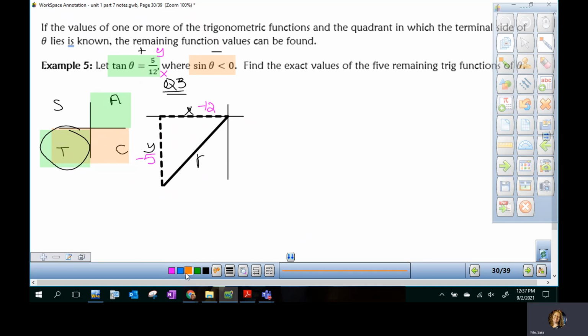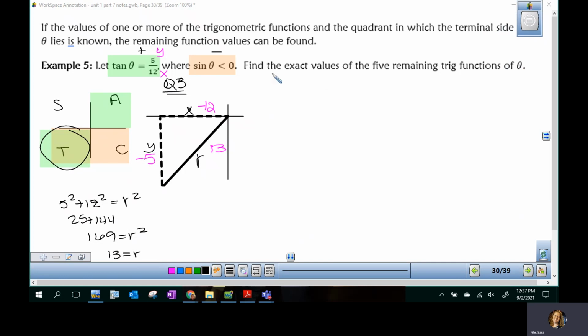Now it's just like those examples at the beginning, where I set up the Pythagorean theorem to find the missing side. So 5 squared plus 12 squared equals r squared. Take the square root, and that comes out to 13. So r is 13. Once you have all 3 of your sides, you can now give your ratios, which is what it's asking for: find the exact values of the 5 remaining trig ratios.